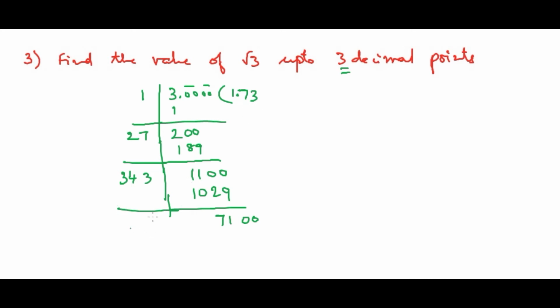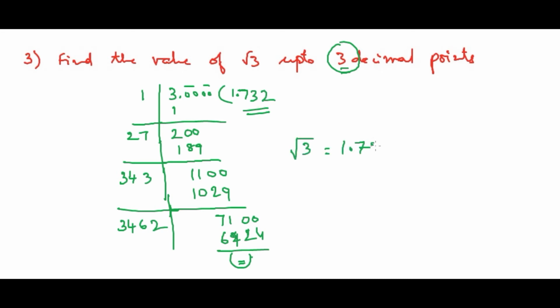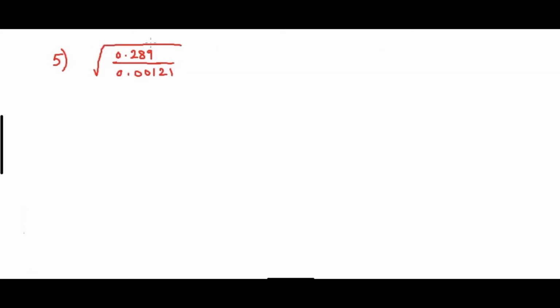Again 173, so I need to go ahead with twice of that. So it is 346, and this will be 2 times, and 2 will be here. So around it is 6924. Whatever may be the remainder, we can move on, but our job is up to 3 decimal points. So the value is 1.732. So root 3 is equal to 1.732. So this is the answer. Let's move on to the next question.